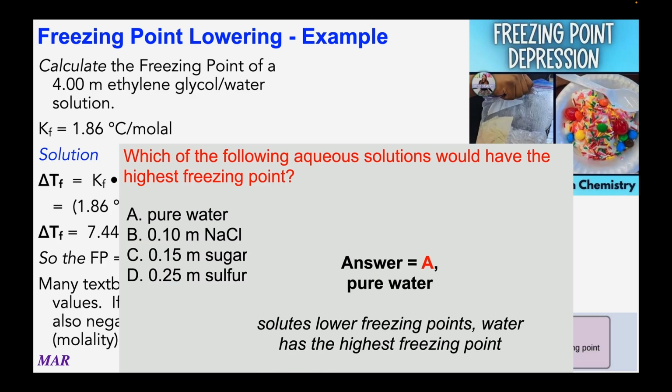The pure water will have a higher freezing point than all of the other ones, all right? Because the water, the pure solvent, always has higher freezing points than the solutions that are made from it. So in this one, water will have a higher freezing point than all of the solutions that are there. Freezing points are lowered in solutions relative to the pure solvent. Keep that in the back of your mind.